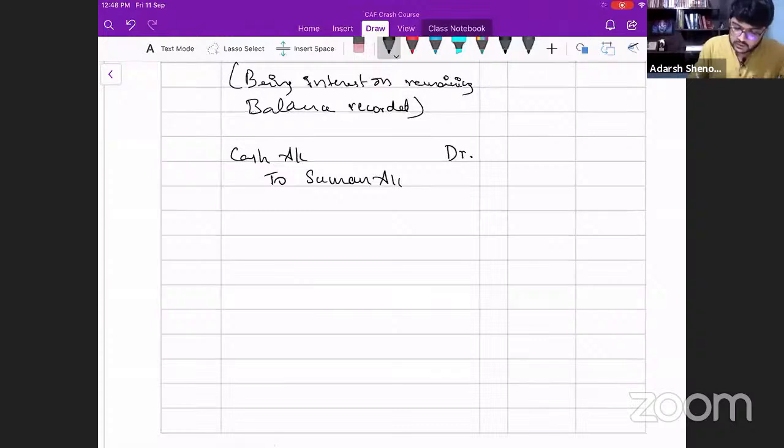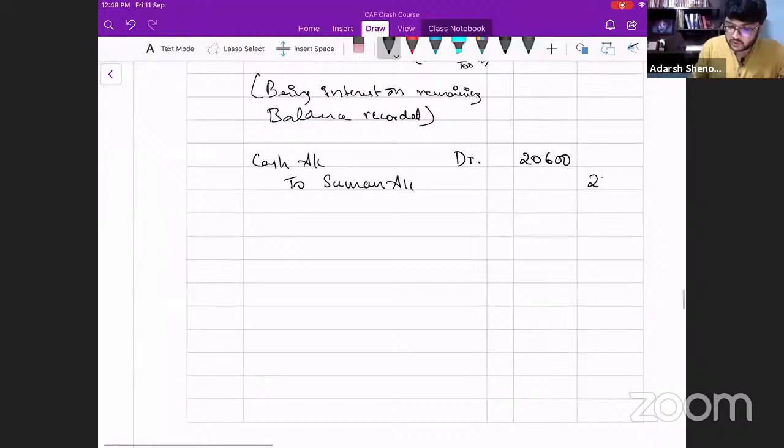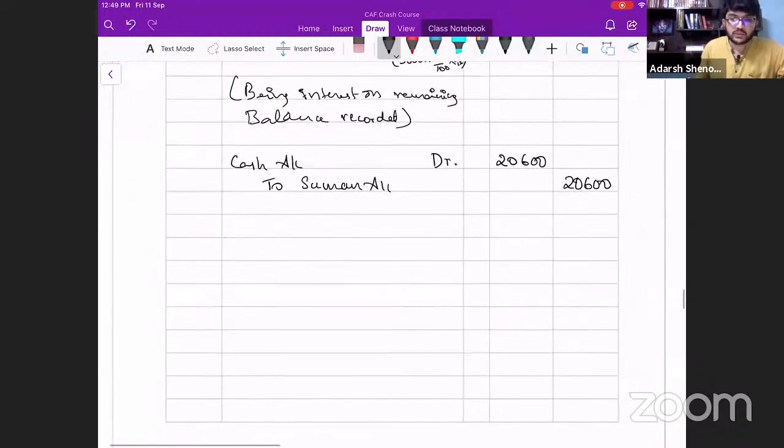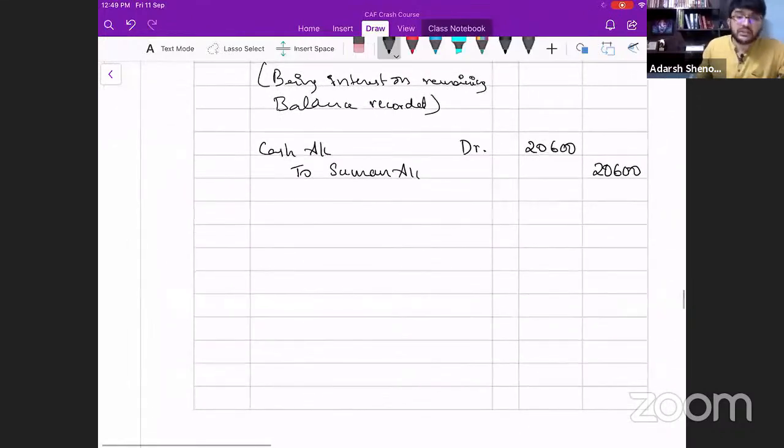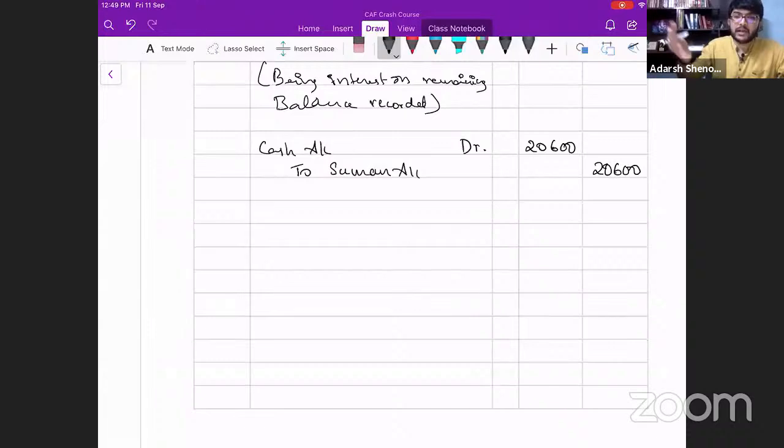This is completely conceptual. He's going to pay me 20,600. He had to pay me a total of 50,600. In that he has paid me 20,600. What about the remaining? How much is the balance in his account? Debit balance was there, 50,600. How much is remaining now? What are we going to do with that?